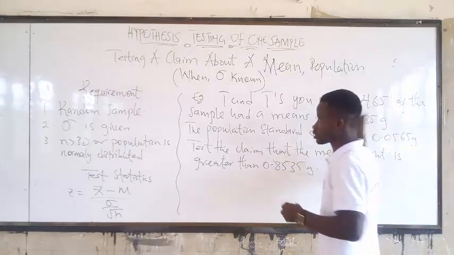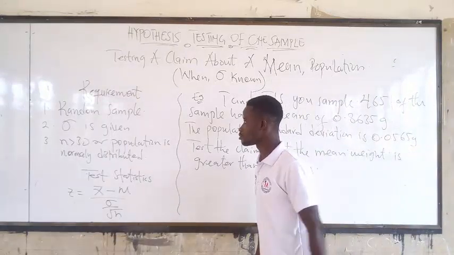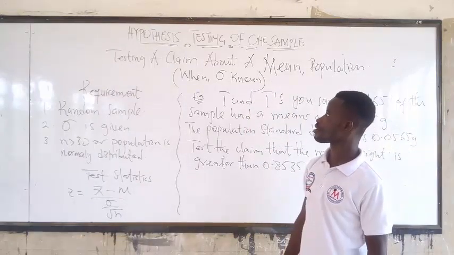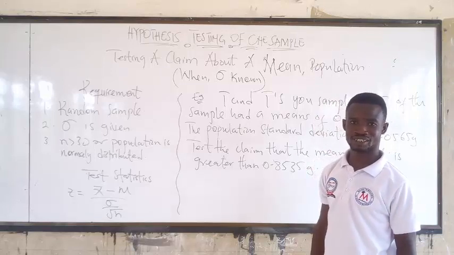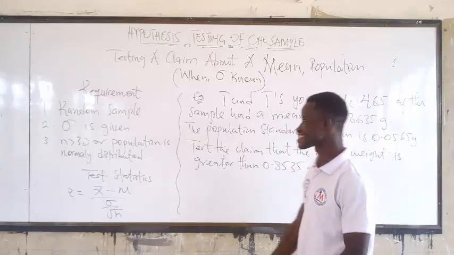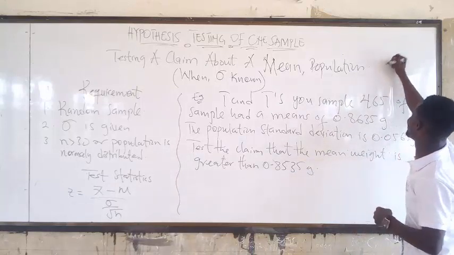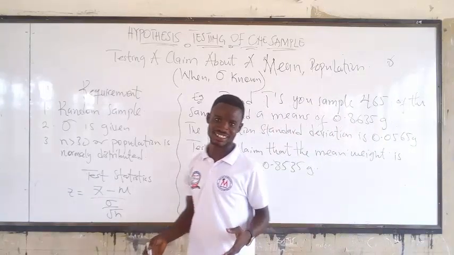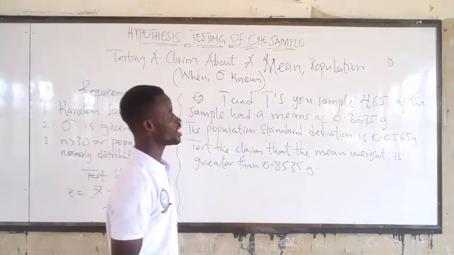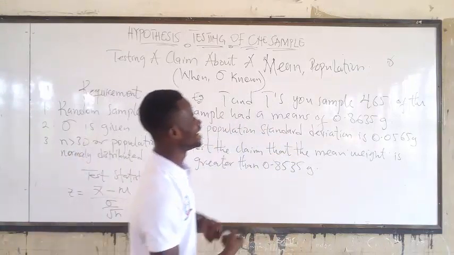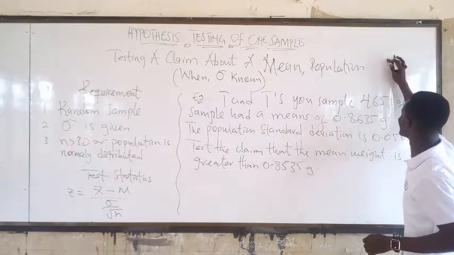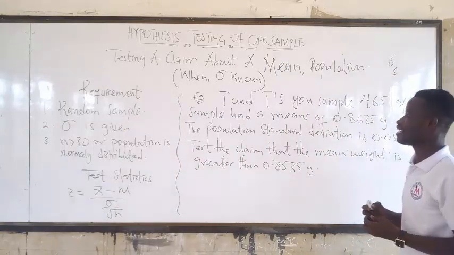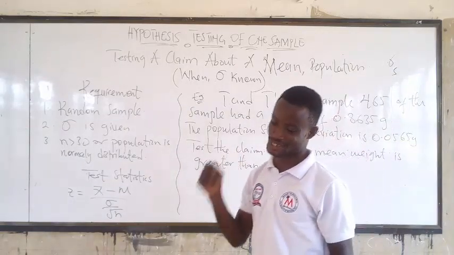Sorry, I said proportion. So this one is the population standard deviation. This is the population standard deviation. And this one is the sample standard deviation.